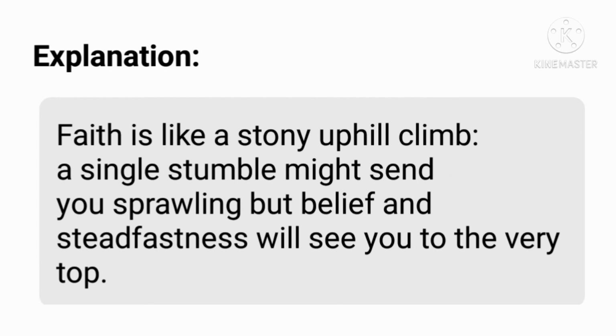Here is an explanation on the usage of an allegory, which is provided in the 4 poetic lines below. Faith is like a stony uphill climb. A single stumble might send you sprawling, but belief and steadfastness will see you to the very top. Here, the abstract concepts of faith, belief, and steadfastness are being compared to the materialistic, familiar act or concept of a stony uphill climb. Thus, allegory is used in these lines.